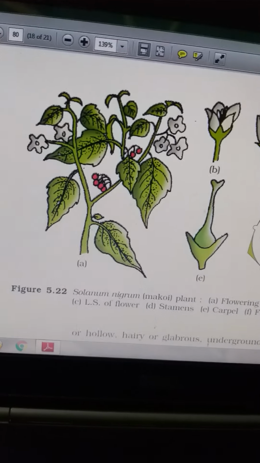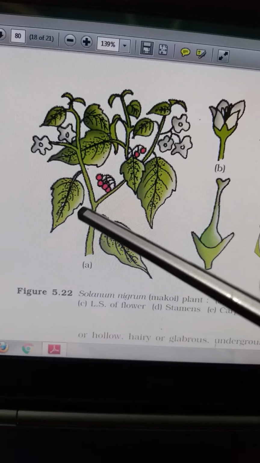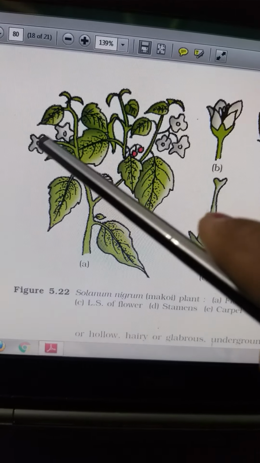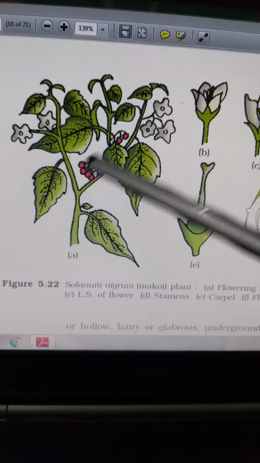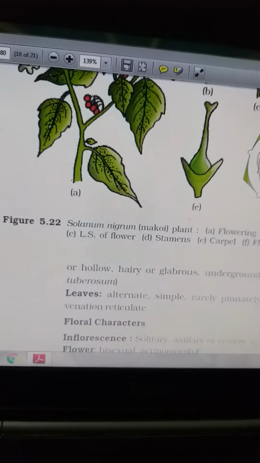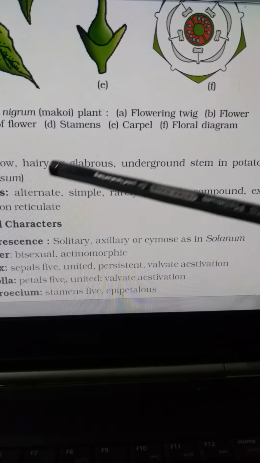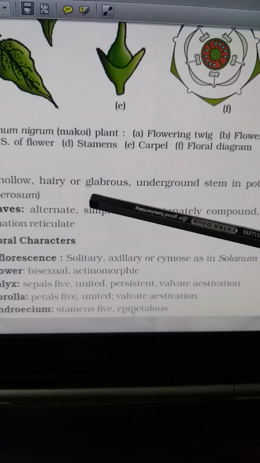Now here you see the leaf structure. Their margins are serrated. Flowers are solitary, maybe cymose inflorescence. Now fruits, you see, fruits are berry. Berry means a many-seeded fruit. Now here you see, hollow, hairy or glabrous. Glabrous means they have hair around it.